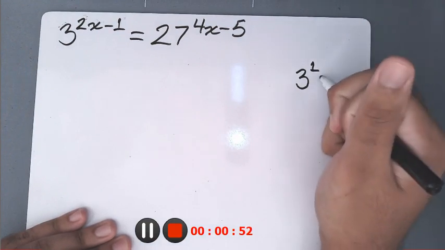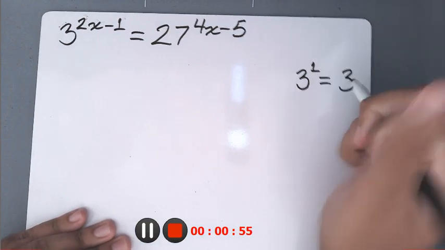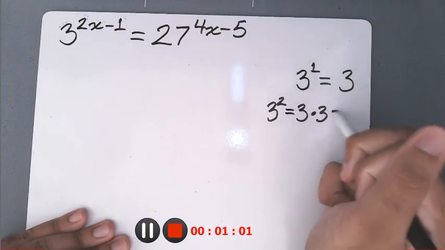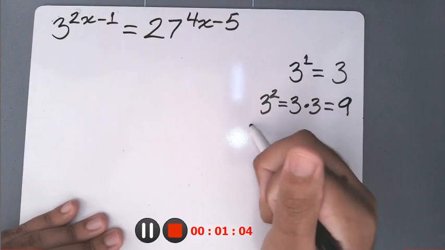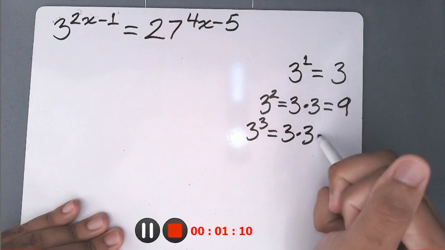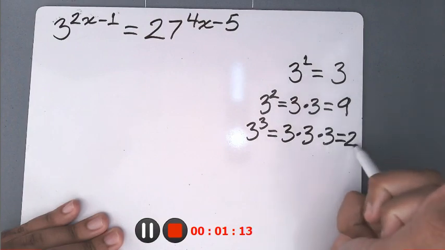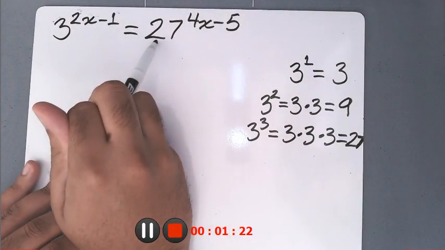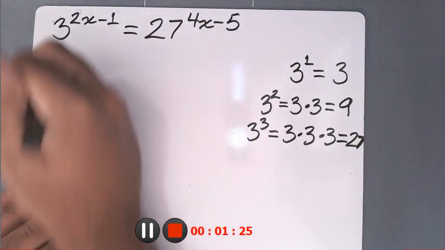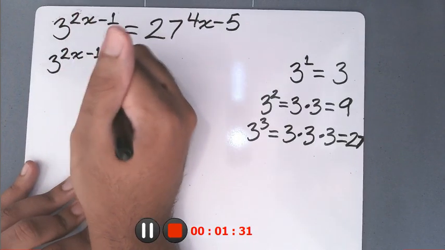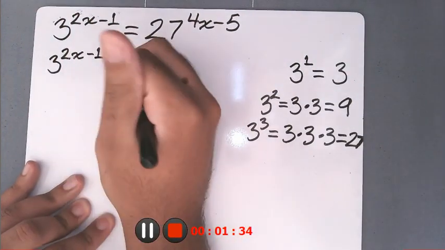So 3 to the 1 power is 3. 3 to the 2 power is 3 times 3, which is 9, and 3 to the 3rd power is 3 times 3 times 3, which is 27. Let me squeeze that in right there. So here, since 27 can be represented as 3 to the 3rd power, I can go ahead and copy this left side down and substitute 3 to the 3rd power for 27.